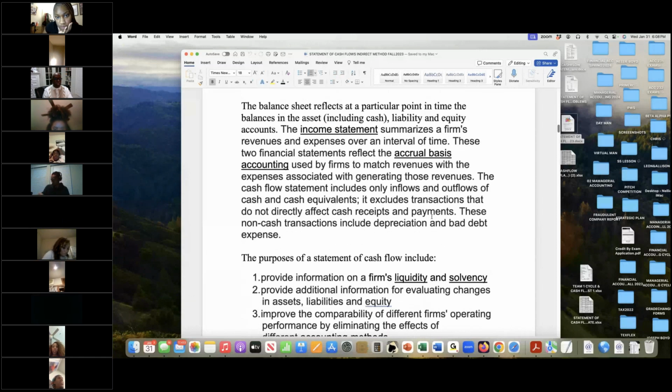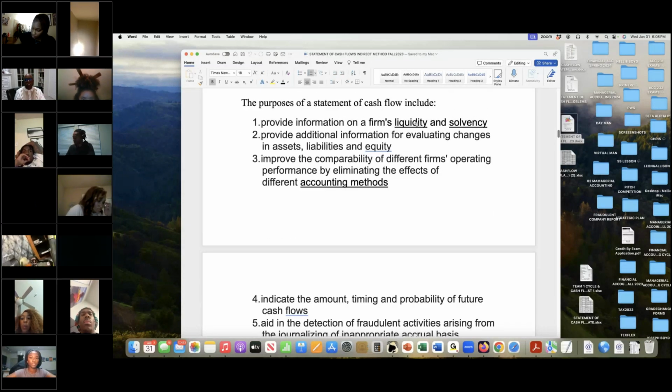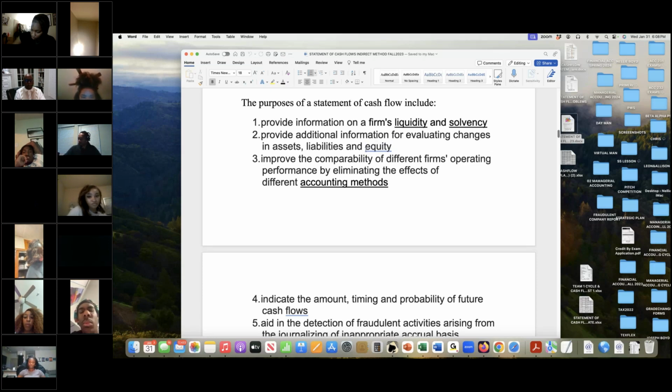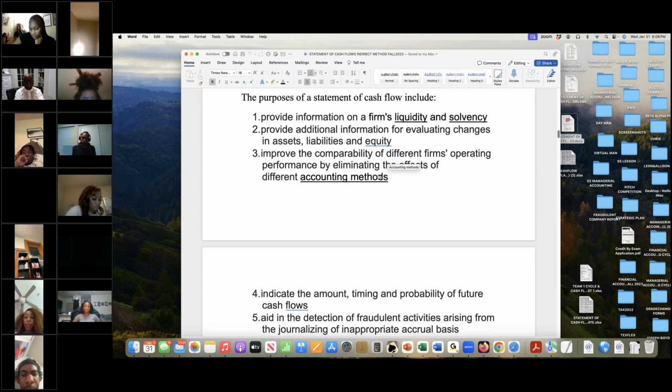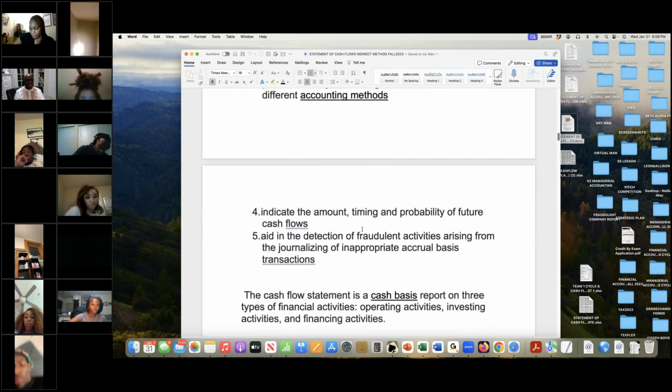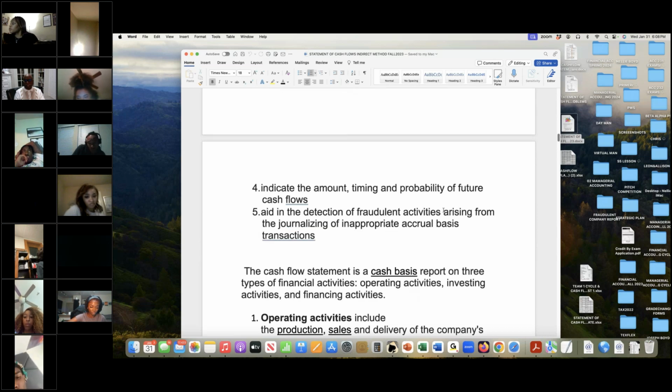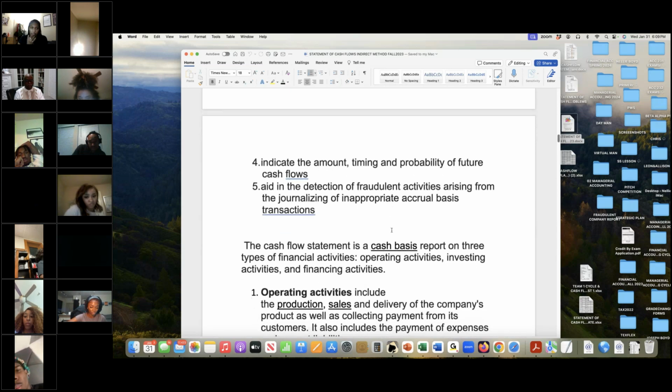So this new statement, you hadn't done it yet, it provides information on the liquidity and solvency of a company. It's additional information on changes in accounts, assets, liabilities, and equity. It eliminates the effect of accounting methods. Sometimes, you can use an accounting method that might produce income, but it might not reflect increases in cash. And it shows the timing and probability of future cash flows, and it can aid you in detecting fraudulent activities arising from journalizing inappropriate accrual basis transactions.